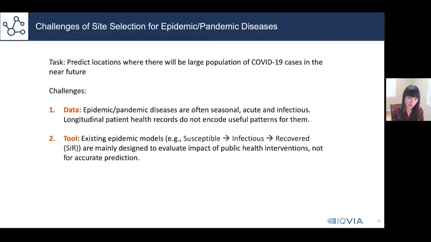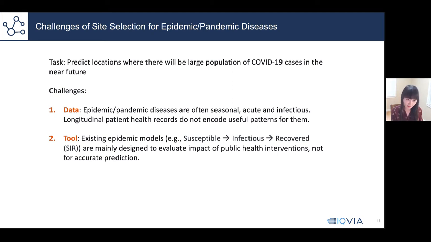What's special about this type of task? To perform site selection for epidemic or pandemic diseases, such as flu or COVID, we are facing new challenges. Challenges come from the lack of data and effective modeling tools. Data-wise, since pandemic diseases are often seasonal, acute, and infectious, longitudinal patient health records do not encode much useful information or patterns for them.